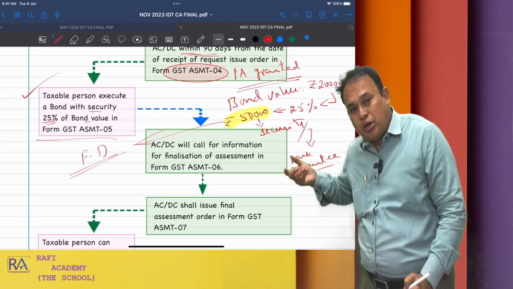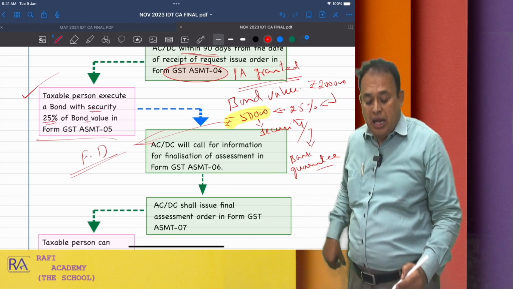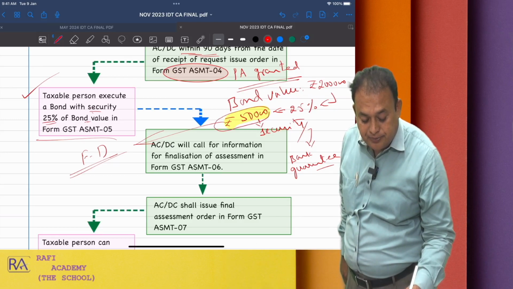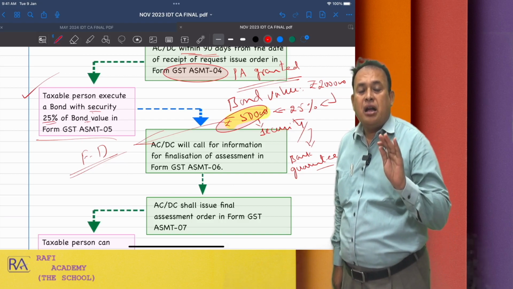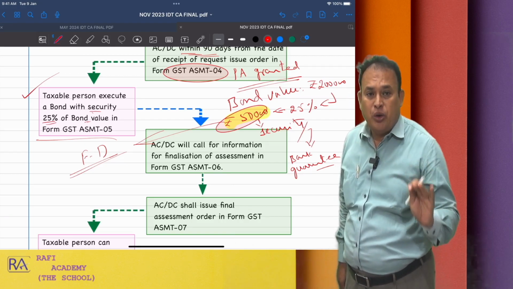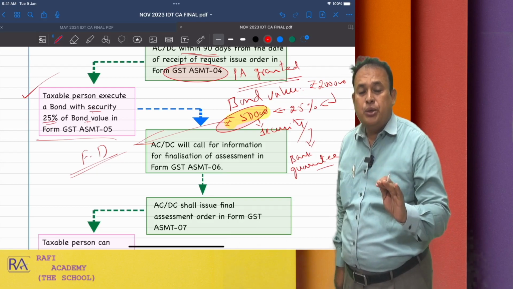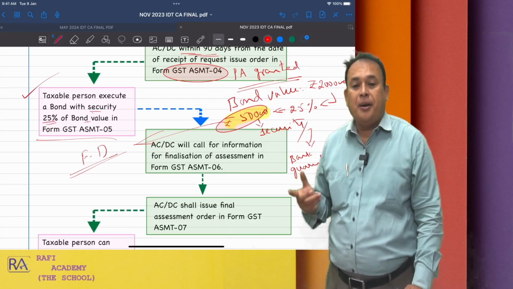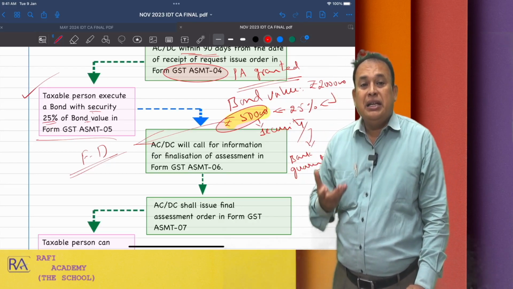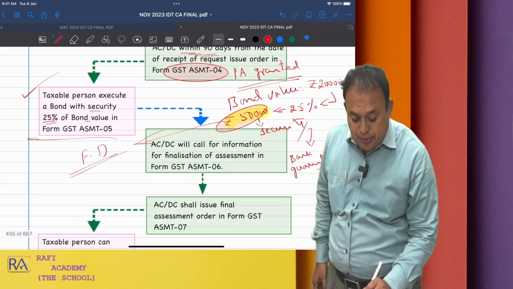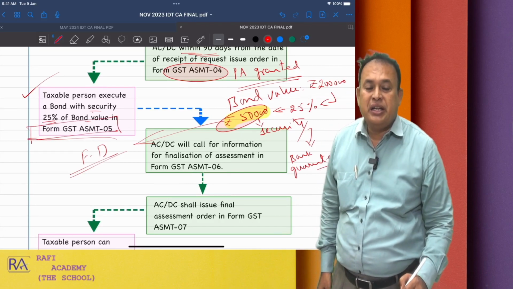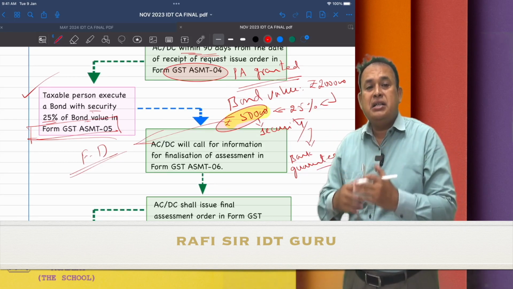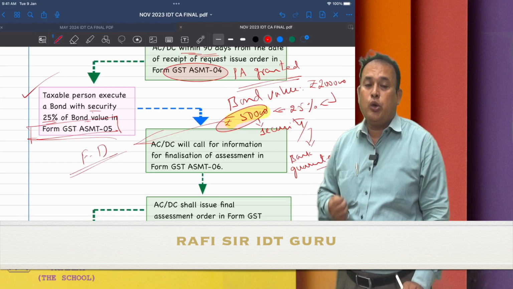The bank manager takes that into account as his security and gives the surety to me, namely security of rupees 50,000, saying that on account of failure to pay by this fellow, the banker is ready to pay the 25% bond value. Like that, security is obtained. Then that should be in the form of GST ASMT 05, bond value with the security. You incorporate the details and submit along with the enclosures.